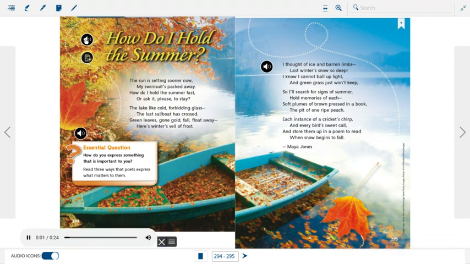Genre, poetry. How do I hold the summer? The sun is setting sooner now, my swimsuit's packed away. How do I hold the summer fast, or ask it please to stay? The lake like cold, forbidding glass, the last sailboat has crossed. Green leaves, gone gold, fall, float away. Here's winter's veil of frost.